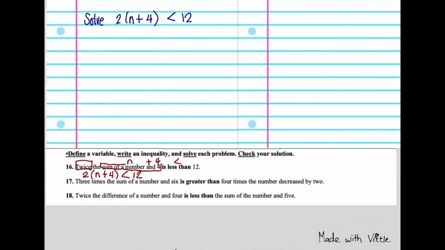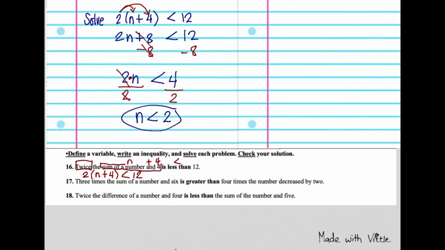Do the distributive property first. 2 times n is 2n. 2 times 4 is positive 8. Get rid of the positive 8 by doing the opposite, which is minus 8 on both sides. Now divide by 2 on both sides. n should be less than 2.